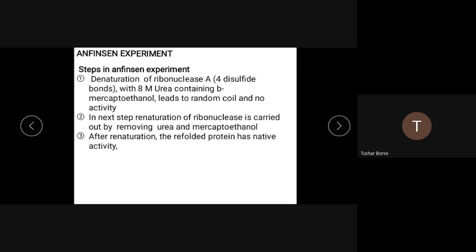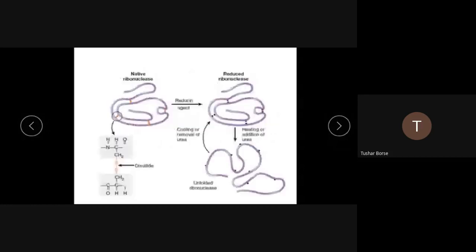Due to the random coiling, they do not show any activity. In the next step, renaturation of ribonuclease is carried out by removing urea and mercaptoethanol. After renaturation, the refolded protein has natively folded, and this shows its function as before.